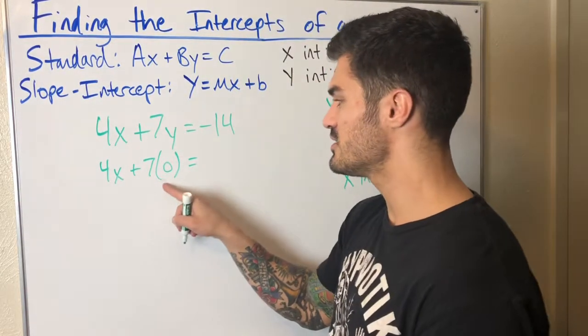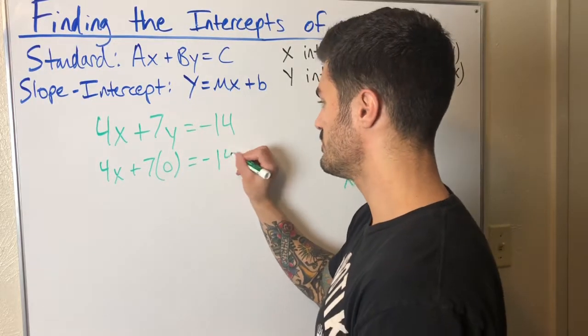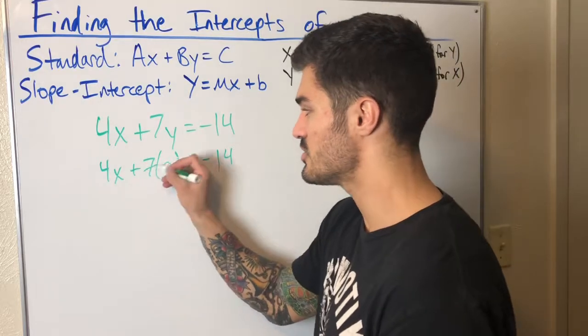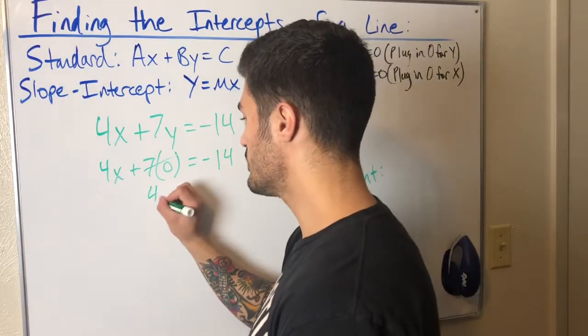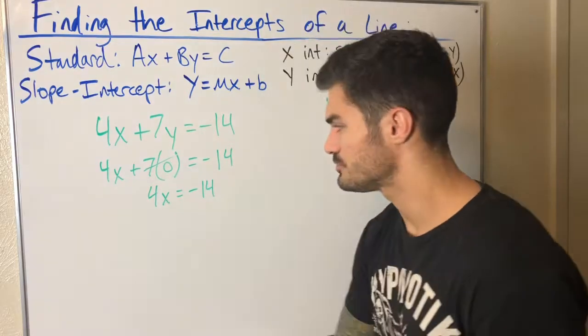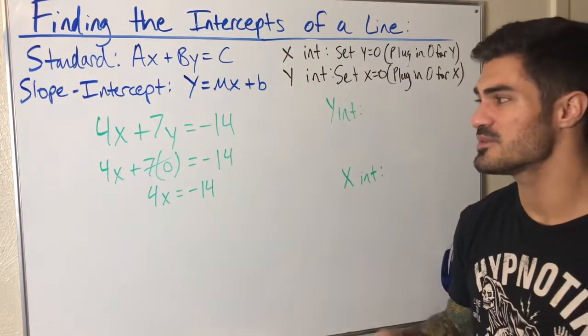4x plus 7 times 0 equals negative 14. And you're going to see what happens. This is 4x plus 0. So that just goes away, right? So this can be rewritten as 4x equals negative 14. Now I just need to solve for x, and that's my x-intercept.